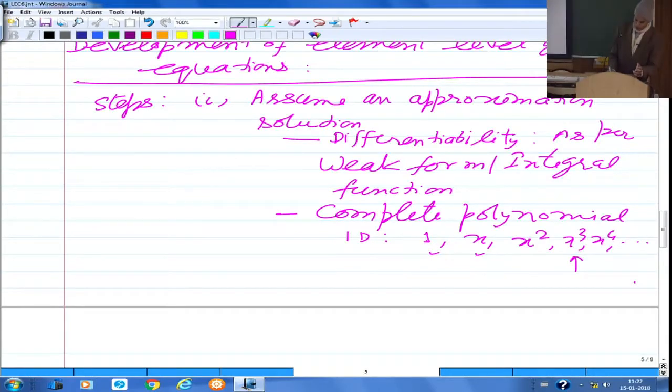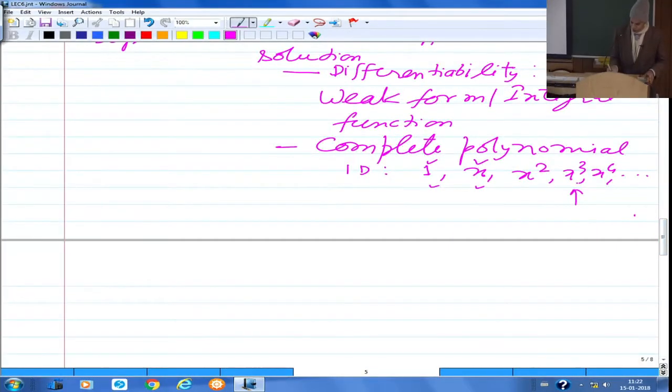Unless you have this constant term, your approximate solution cannot represent the constant value of field variables within the given subdomain. Sometimes it can be even over the entire domain. Sometimes the gradient may be constant. So unless you have this term in the approximate solution, it cannot represent that. Essentially, the idea is that we should be able to capture all the basic possible solution scenarios for given problems. So that's the one thing.